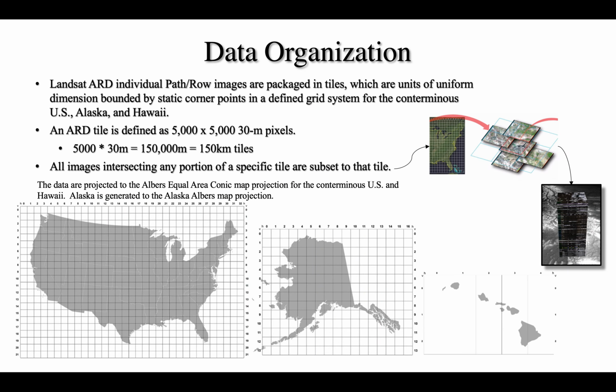To make it easier for the user to locate and download imagery from the adjacent overlapping path, the USGS has reframed the image path row reference system into a systematic grid covering the conterminous US, as well as individual grid frames covering Alaska and Hawaii. Each cell or tile in the grid covers an area of approximately 150 kilometers squared. This provides an image frame consisting of 5,000 by 5,000 30-meter pixels. All images that intersect any portion of a specific tile are subset to that tile and stored individually.